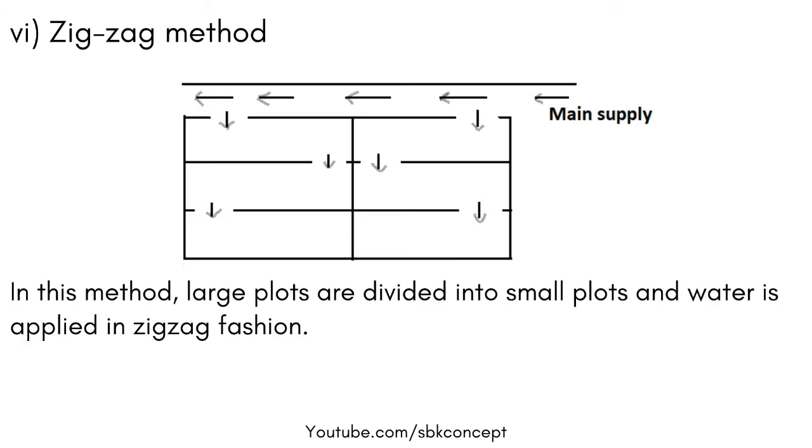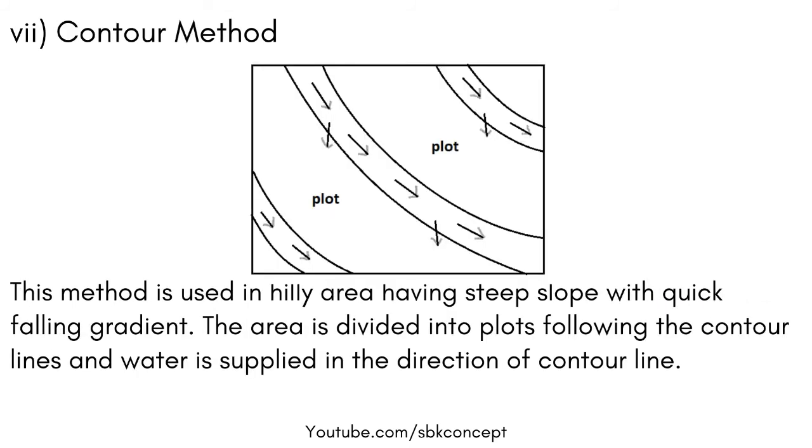Zigzag method. In this method, large plots are divided into small plots and water is applied in zigzag fashion. Contour method. This method is used in hilly area having steep slope with quick falling gradient. The area is divided into plots following the contour lines and water is supplied in the direction of contour line.